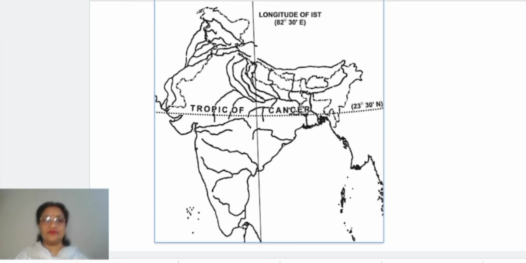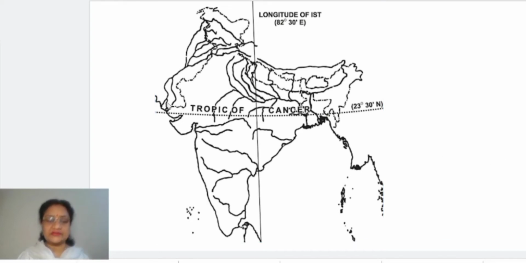The first map we have to cover here is that of the longitude, one of the most important longitudes we have in India, that is the Indian Standard Meridian. And the Tropic of Cancer is one very important latitude which crosses through India, right? Which passes through almost the center of India. Now we are going to check from where these lines are crossing. Now the first one, first of all, the Tropic of Cancer.